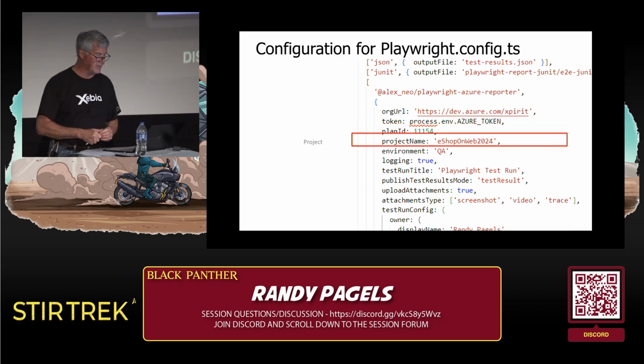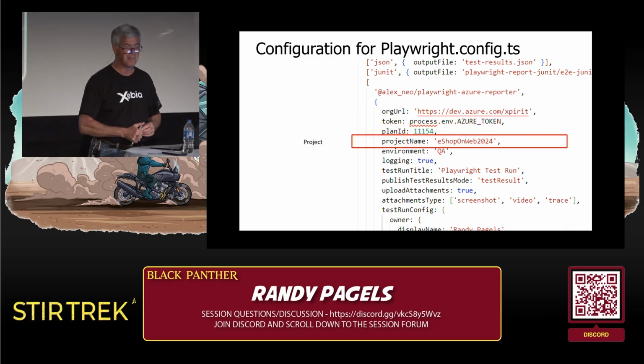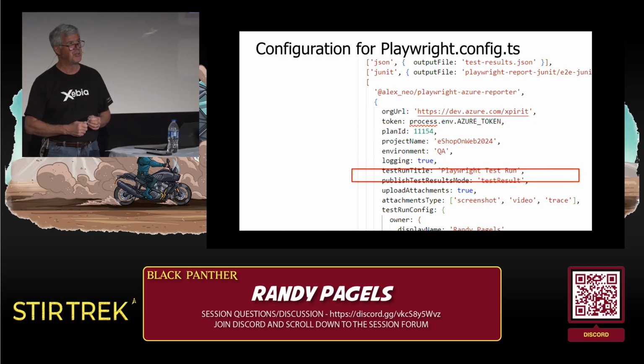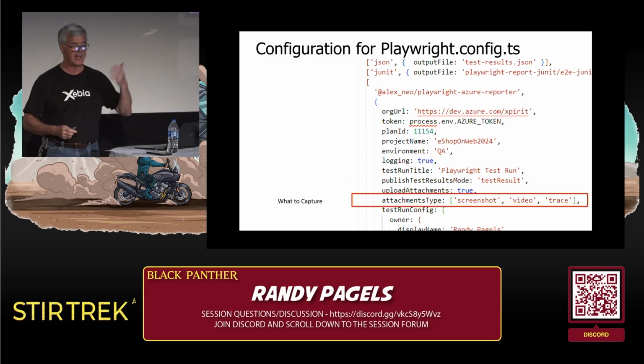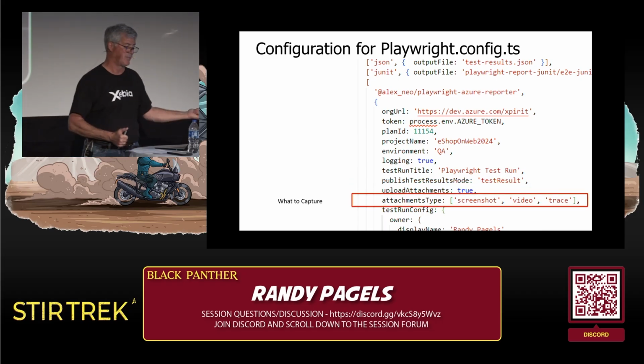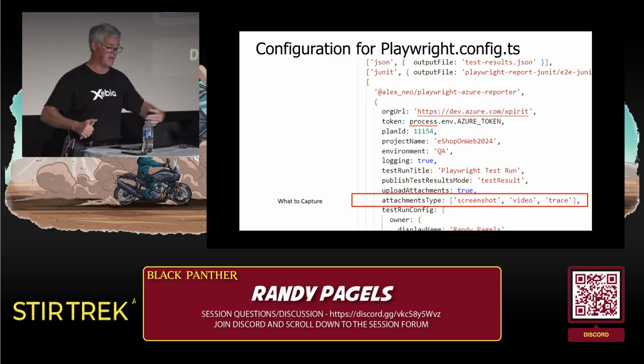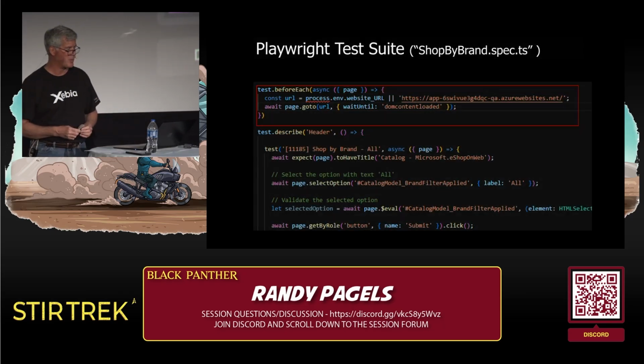And also, I want to know what the project is. This is just called eShop. And lastly, what do you want to capture with this? I want to capture video. I want to capture screenshots. I want the trace file. And you put this in the config file so that when this automation runs, everything just works.